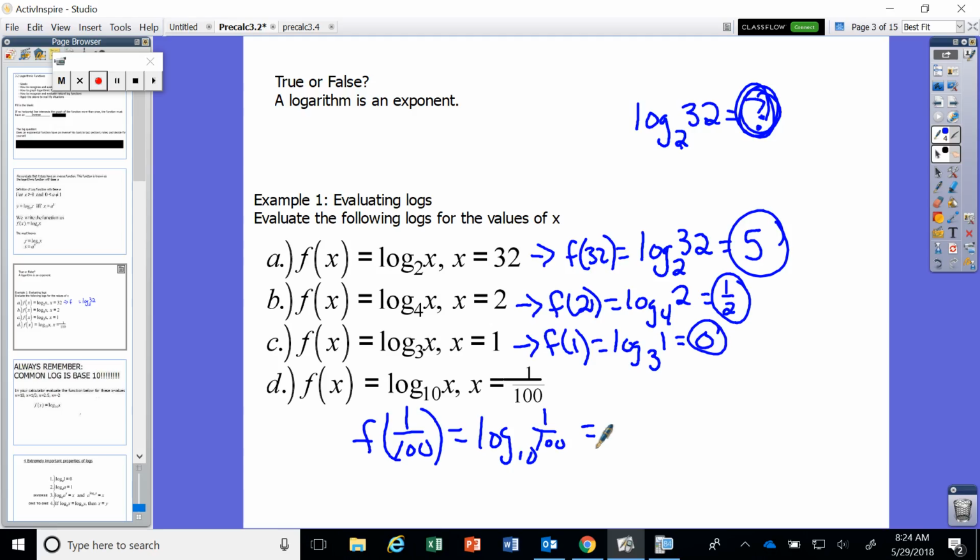So you're asking yourself once again, 10 to what power gives me 1 over 100? Well, when you're dealing with a fraction like this, you need to think to yourself what gives me these kinds of fractions. What types of exponents give me this type of fraction? Hopefully you remember that one of the basic rules of exponents is that negative exponents will give us this. So 10 to the second is 100, but 10 to the negative second is 1 over 100.